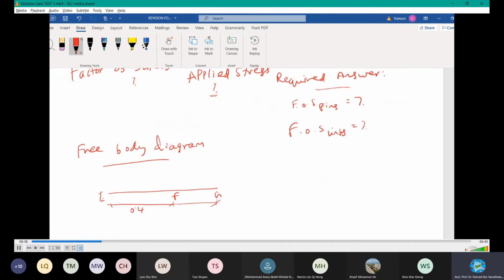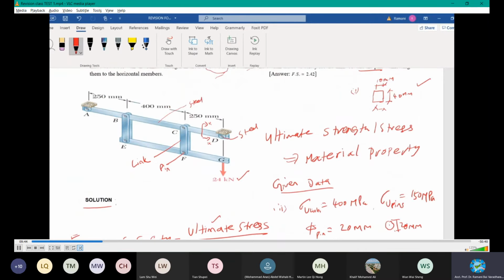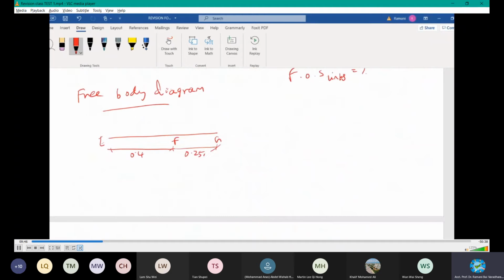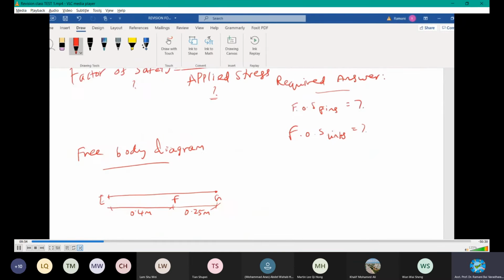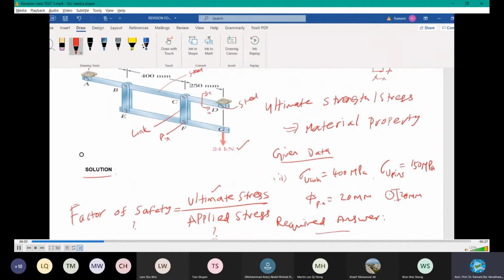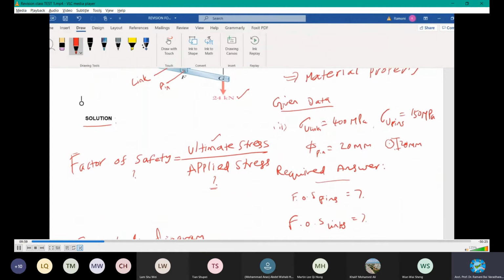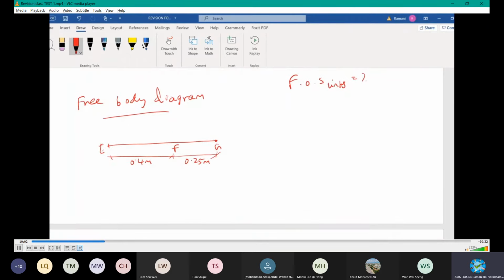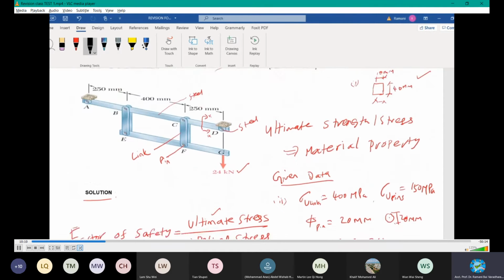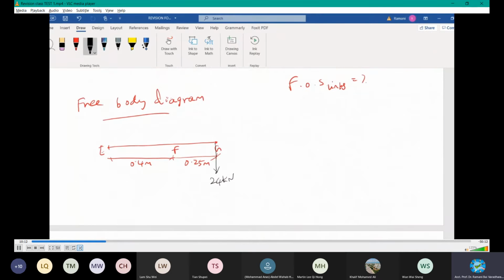G at 0.25. All meters, am I correct? I changed to meters only. These points we have done. Again, pin. Remember, this is pin. Don't forget. And then C can be translated to F, B to E, and then loading at G. I do it in a different color. It is applied with the loading 24 kilonewton at this point G. Okay, G is subjected to 24 kilonewton.